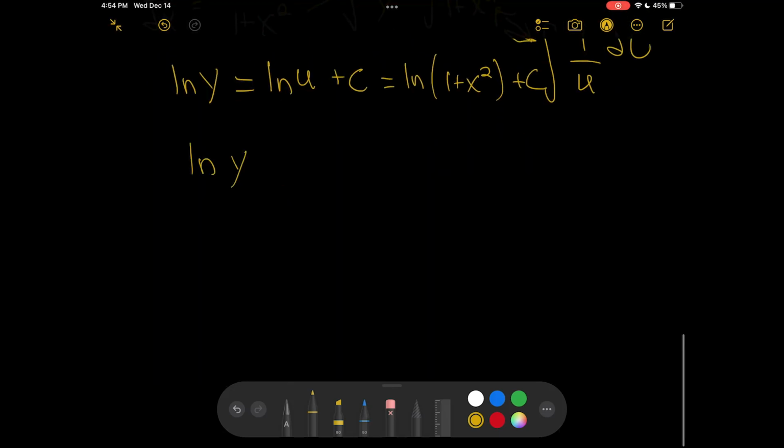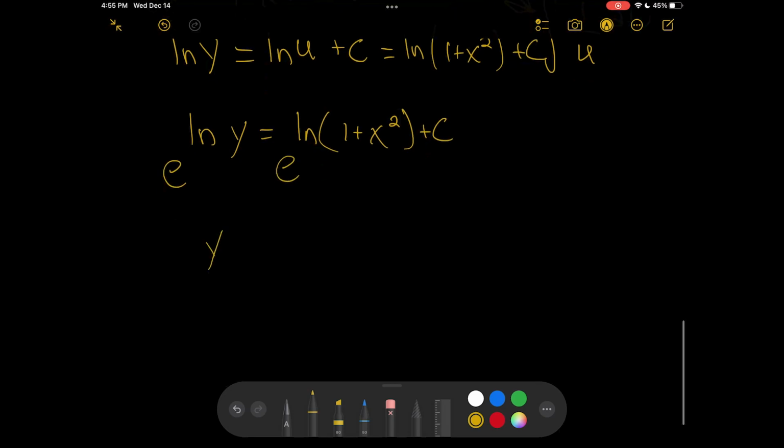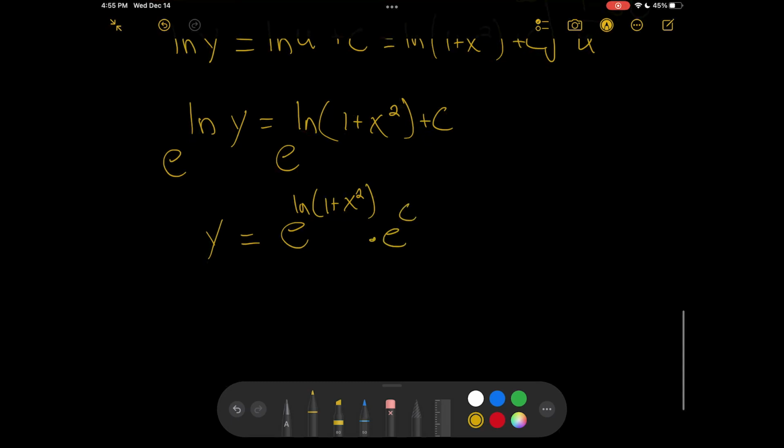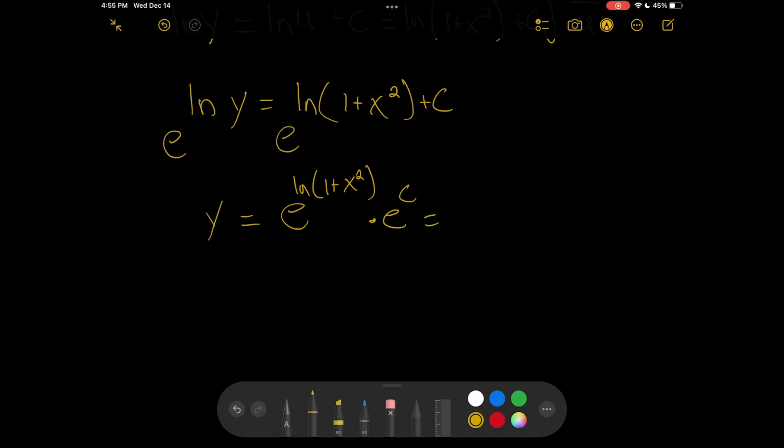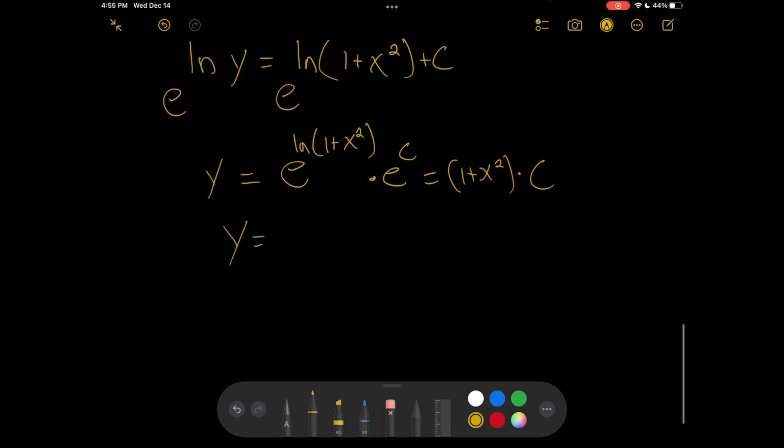So to rewrite this, the natural log of y is equal to natural log of 1 plus x squared plus c. So now I'm going to raise both sides of the equation to the e power. So this is y is equal to e to the natural log of 1 plus x squared times e to the c power, because we have addition in the exponent again, and the natural log is going to cancel out, so this is just 1 plus x squared, and then e to the c power is just another constant, c. So now we have y is equal to c times 1 plus x squared, and this is our answer.